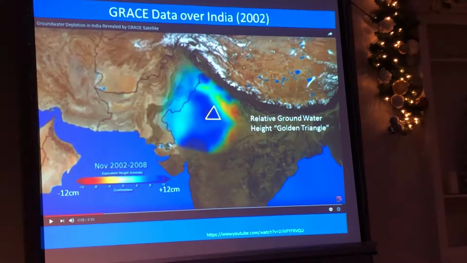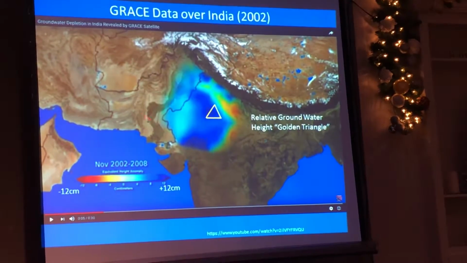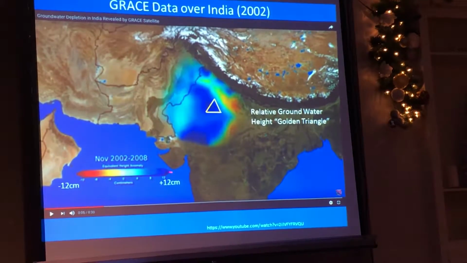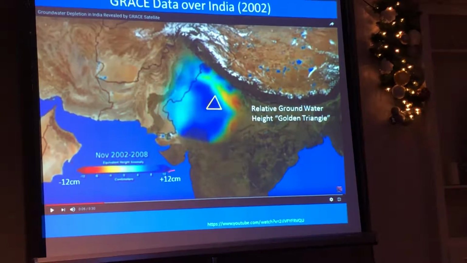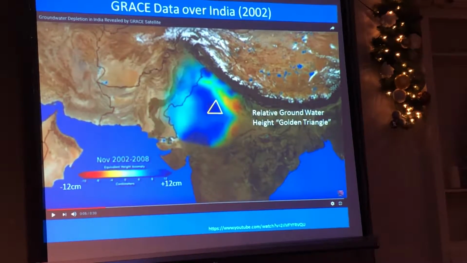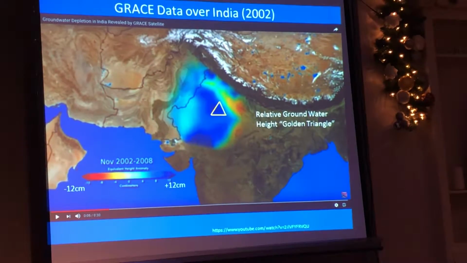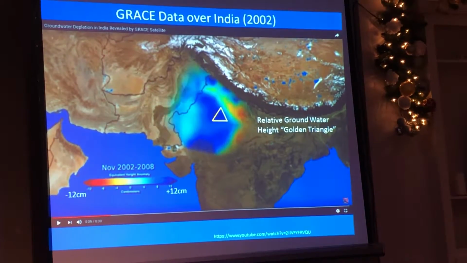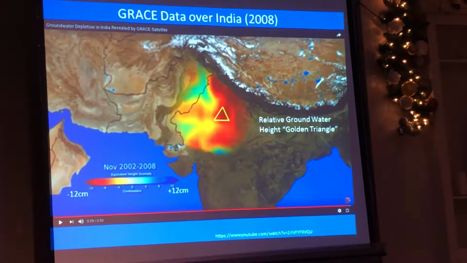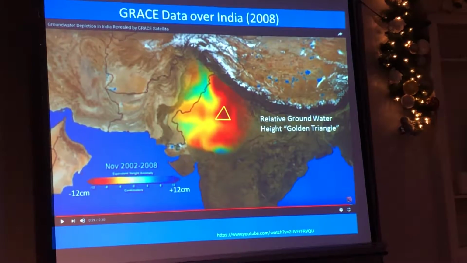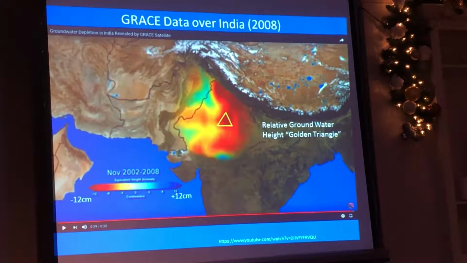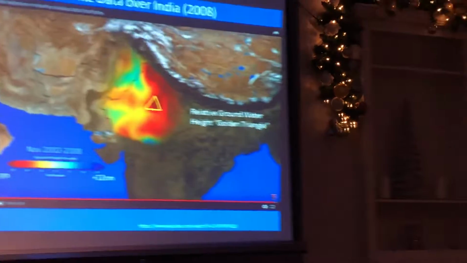So you can see this is the golden triangle for reference. This is 12 centimeter plus and a little bit more, and this is 12 centimeter. So from here to here is about a foot, a little more than a foot. This is 2002, and this is 2008. So in 6 years, in this whole region, the groundwater level has gone down at least by a foot, and then if you are in bigger cities, then it is really bad, and you see the numbers for Jaipur.